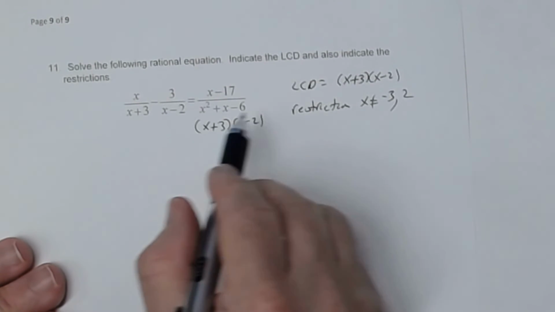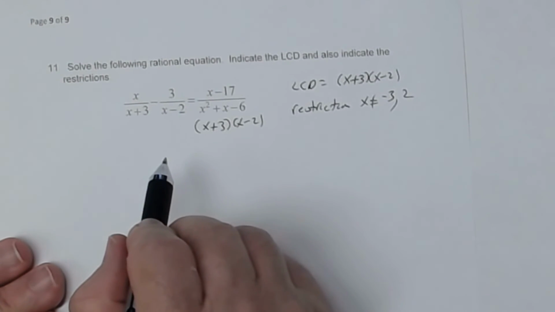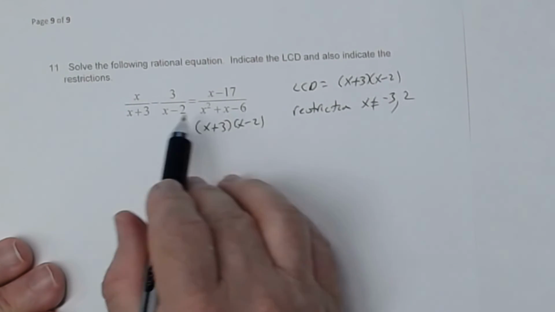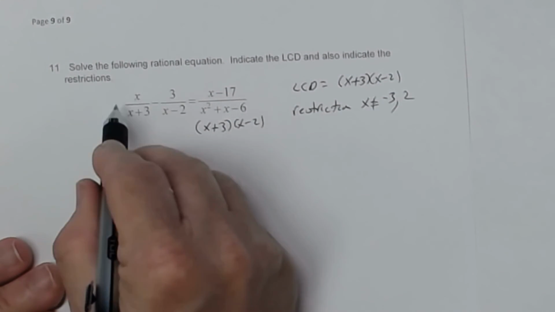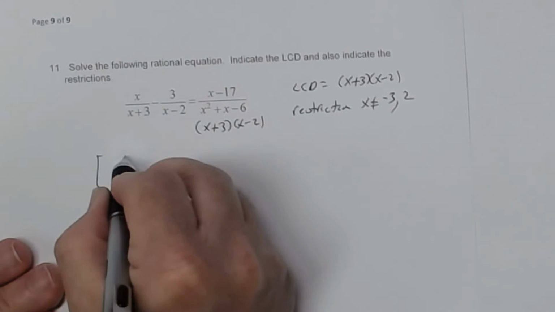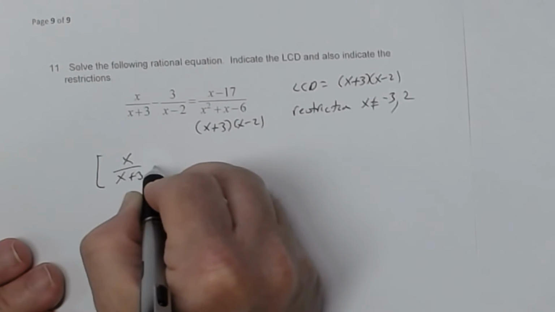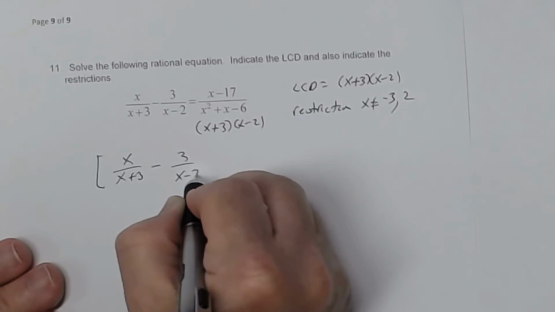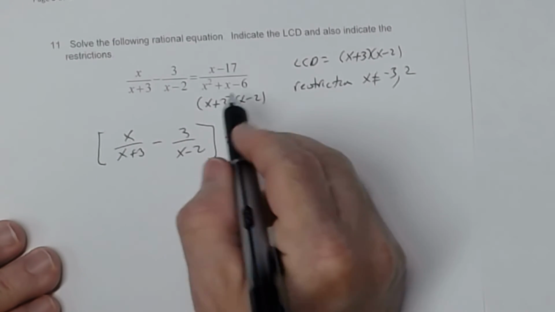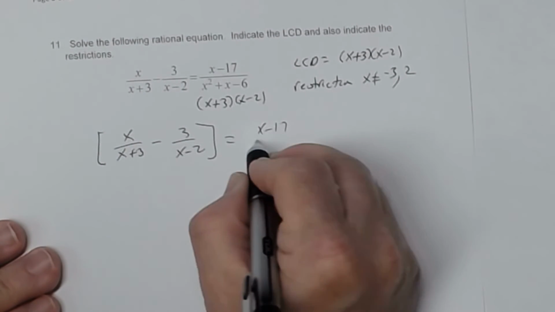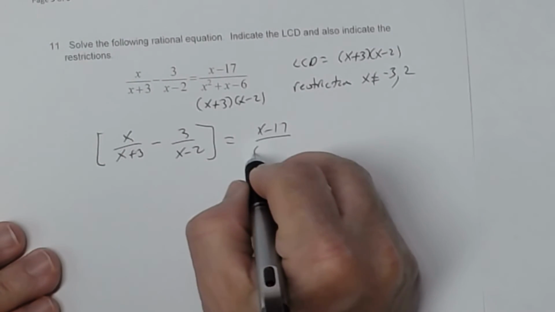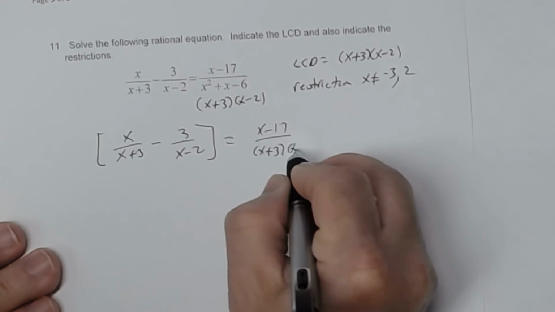Now the next thing you're going to do is multiply both sides by the least common denominator. That's what I wanted you to do. And the idea is to clear those fractions. Now the left-hand side has 2 rational expressions. I'm going to put that in parentheses. So x divided by x plus 3 minus 3 divided by x minus 2. So I put those in brackets. On the other side, I just have one rational expression. So I get x minus 17 divided by, and remember, always write the factored part, so x plus 3 times x minus 2.